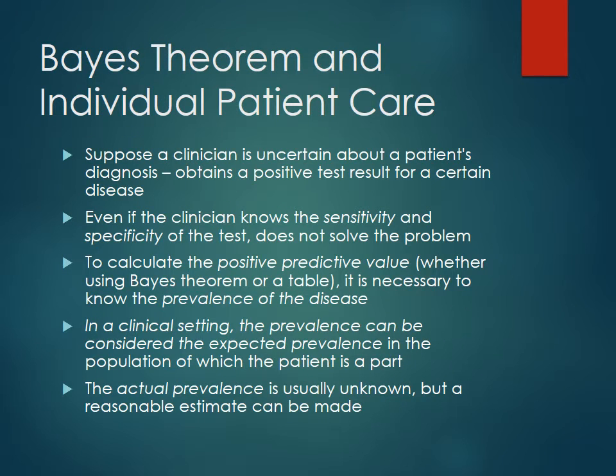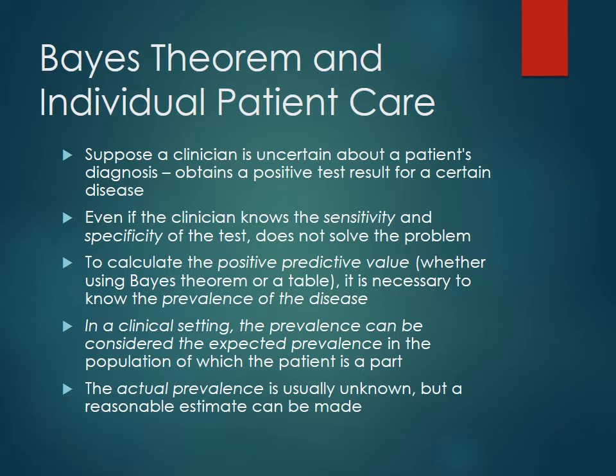So let's say, suppose a clinician is, how can we apply Bayes' theorem back to individual patient care, right? That's what you guys will probably be more involved with day-to-day. So let's suppose a clinician's uncertain about a patient's diagnosis. Let's say they get a positive test result for a certain disease, bless you. So we'll see how that works out.